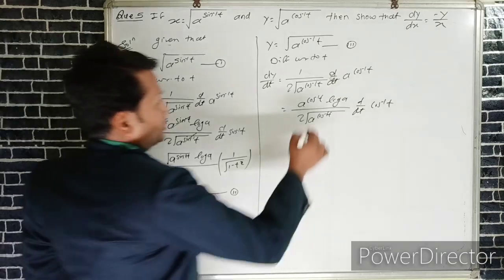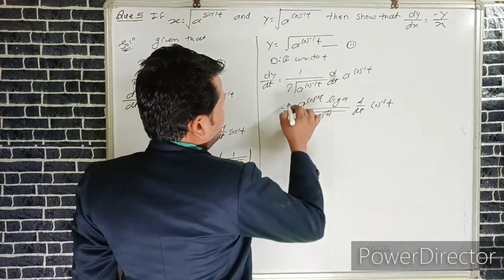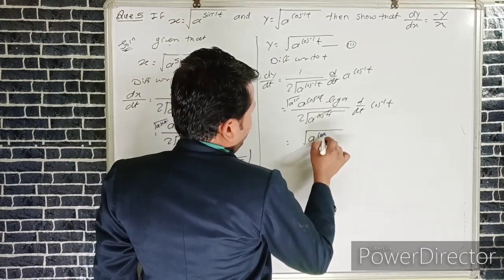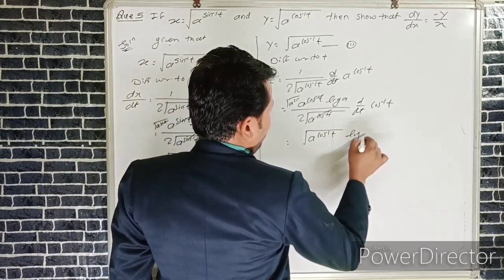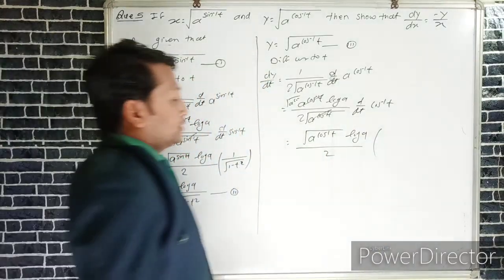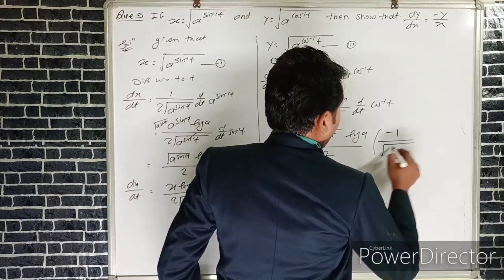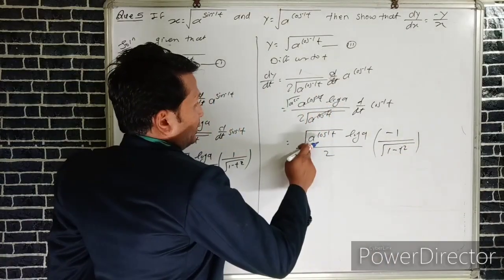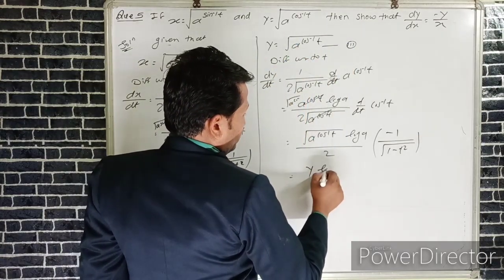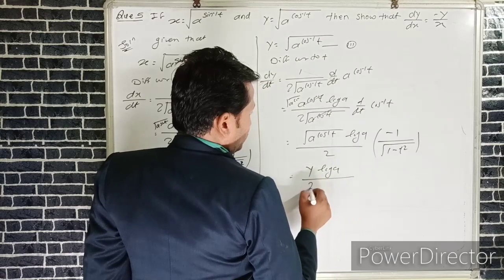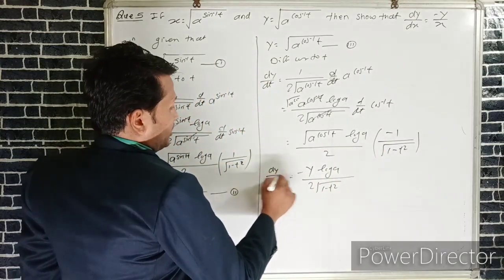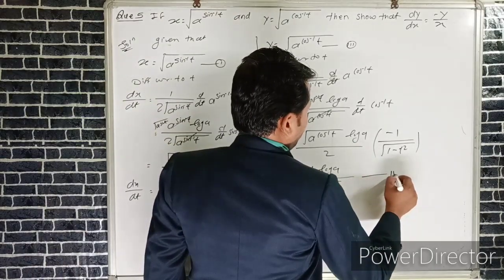Here the under root cancels, remaining a to the power cos inverse t. We can write under root of a to the power cos inverse t into log a upon 2, and the derivative of cos inverse t is minus 1 upon under root of 1 minus t square. Under root of a to the power cos inverse t is the value of y. We can write y into log a upon 2 under root of 1 minus t square, with the minus sign as it is, which is the value of dy by dt, giving equation number 2.